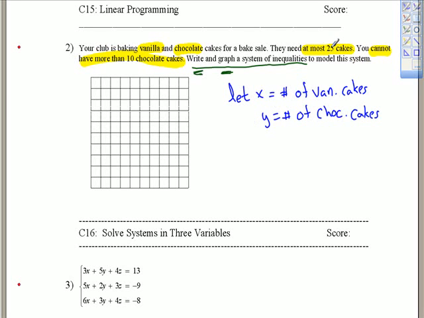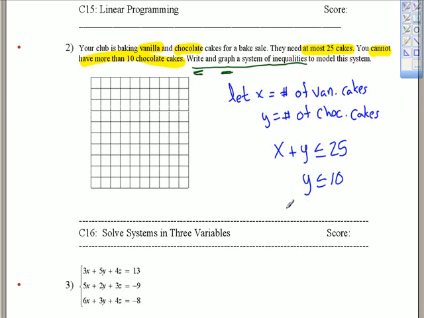At most 25 cakes. Well, if some of them are vanilla and some of them are chocolate, that means when I add them together, I can't have more than 25. Agreed? So the x vanilla cakes plus the y chocolate cakes has to be less than or equal to 25 total cakes. At most means I cannot have more than. It says I cannot have more than 10 chocolate cakes. That means I have to have less than or equal to 10 chocolate cakes. Agreed? So y is going to be less than or equal to 10.